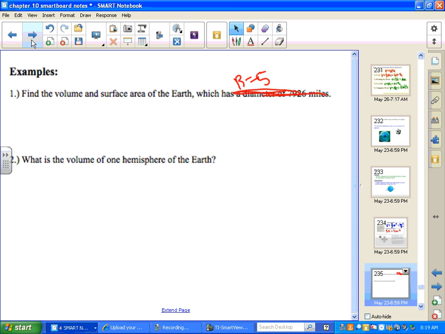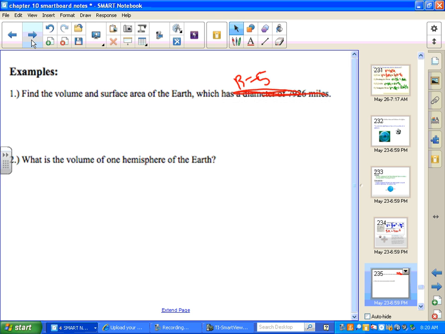Okay, example 1. I want you to cross off where it says diameter of 7,926 miles. Hey guys, you need to raise your hand. You cannot yell out, okay? You guys are getting pretty bad with that. Raise your hand if you have a question. Cross that off. Put it has a radius of 5.